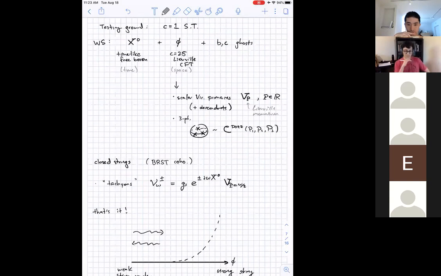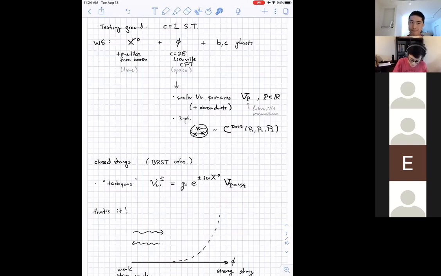diagrammatic expansion. And our favorite testing ground is c = 1 string theory, which has been introduced already, but let me summarize it here again. So c = 1 strings, the worldsheet ingredients are the following. We have a time-like free boson, which would be time. We have Liouville CFT at central charge equals 25, which is our space, and the usual bc ghosts. So the Liouville CFT is perhaps a thing that's a bit more non-trivial.